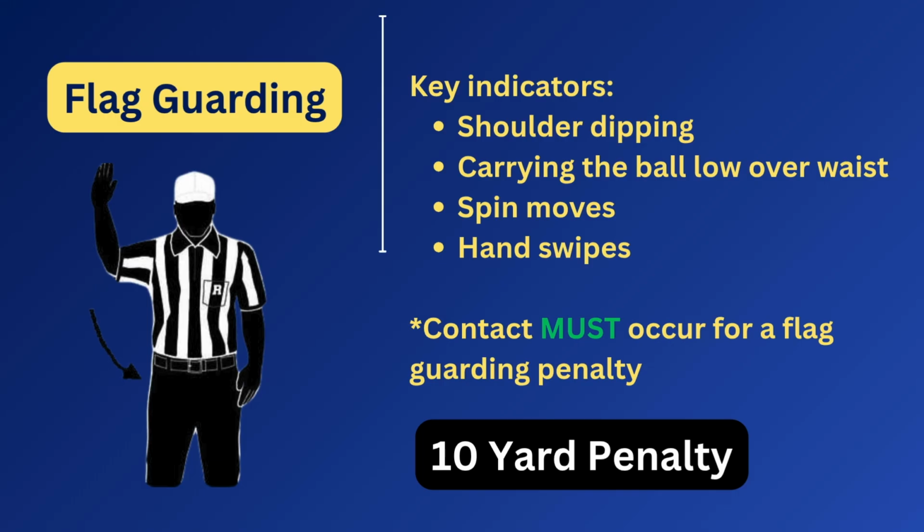And just as a reminder, we must have contact to have a flag guarding penalty. So a player can run all the way down the field with the ball, pumping their arms down below their waist. As long as there's nobody around them, that's completely legal. But as soon as the defender tries to pull the flag and contacts that arm or ball below the waist, then we have a flag guarding penalty. We must have contact to have a flag guarding penalty.